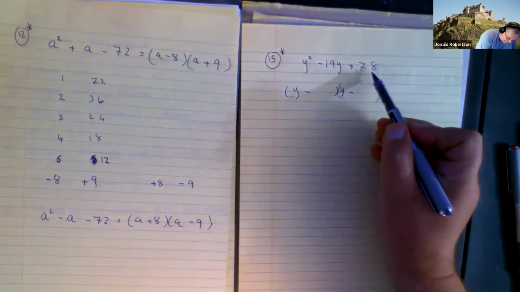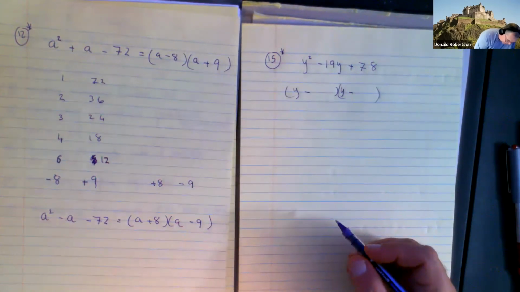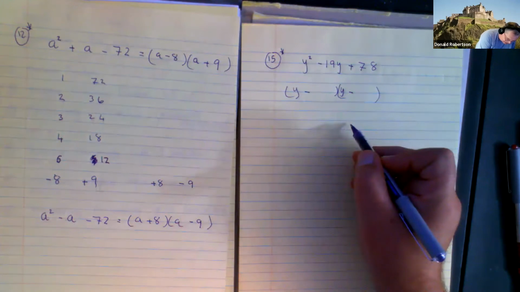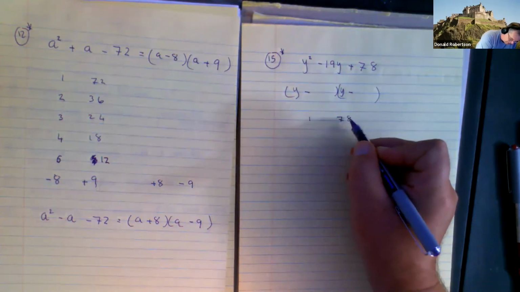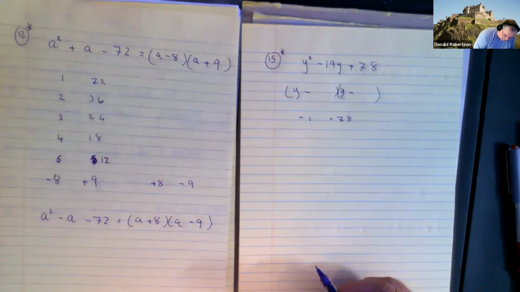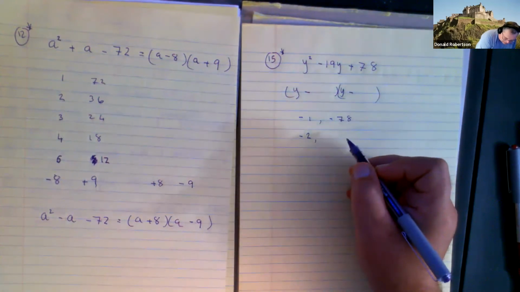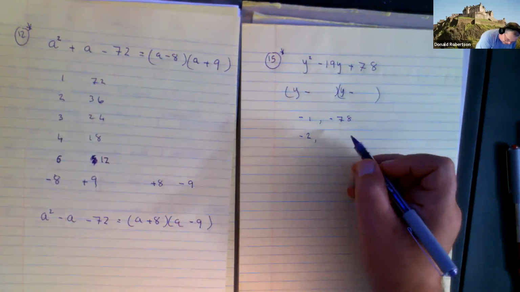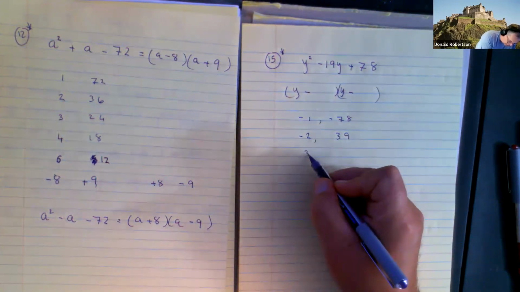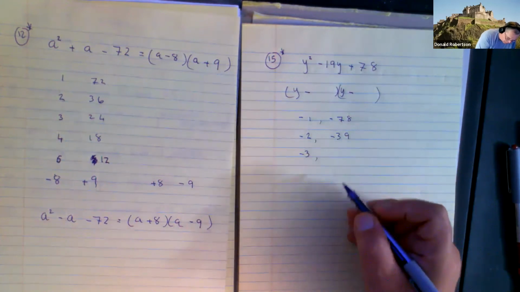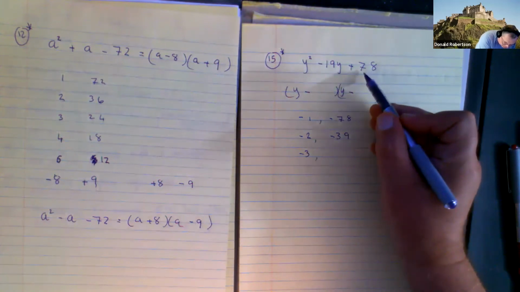So I'm looking for two numbers that multiply together to give me 78, and when I add them, I get negative 19. Now, I could start at 1 and 78, but that's probably not quite as good. But for completeness' sake, I'll do it. Those two would do the job. If I move up, negative 2 and 39. Can I do 3? Yeah, I can do 3. And what does 3 go with? 26.